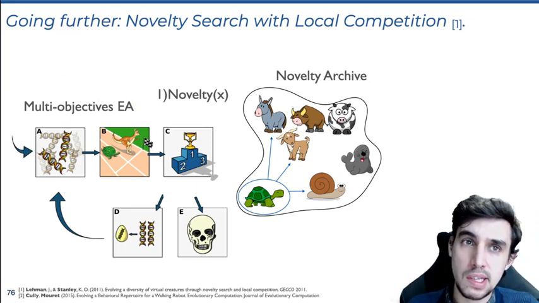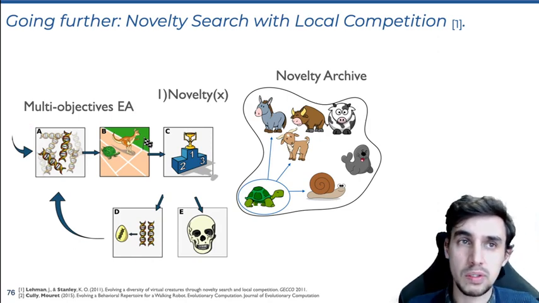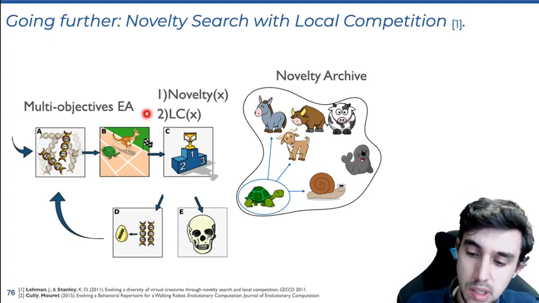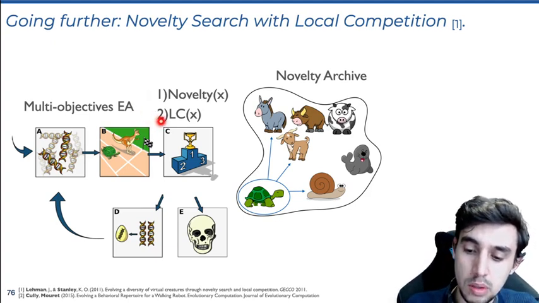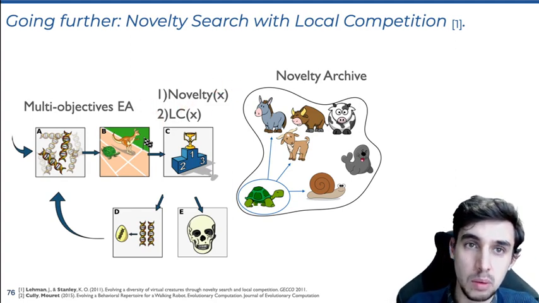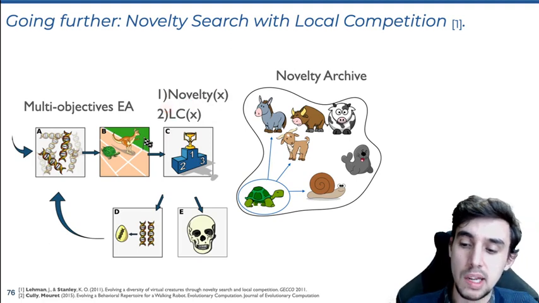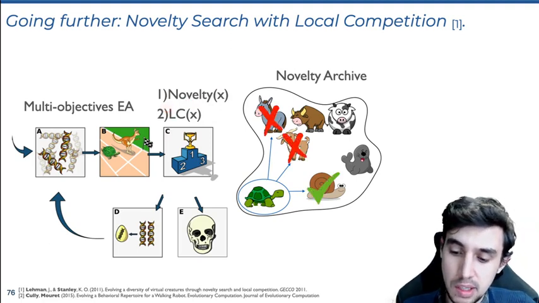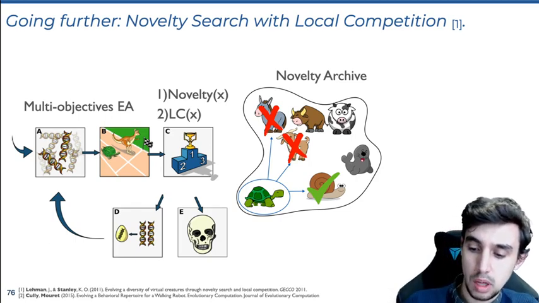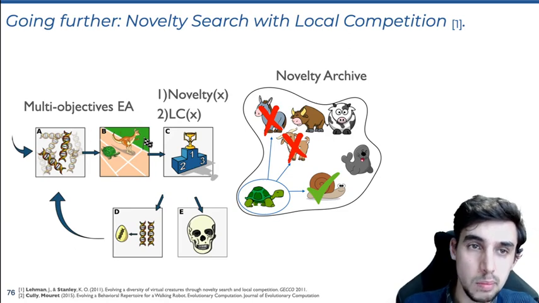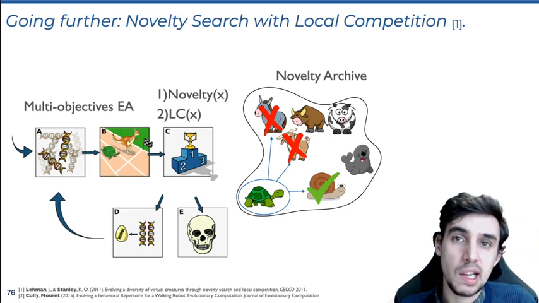It will not be at the exam because we did not cover multi-objective algorithms in this course. But you can easily understand the concept here because it's actually optimizing two fitness functions at the same time, the novelty score on one hand and the local competition on the other hand. And the idea in this case is to try to find diverse creatures, but also creatures that are working as fast as possible.